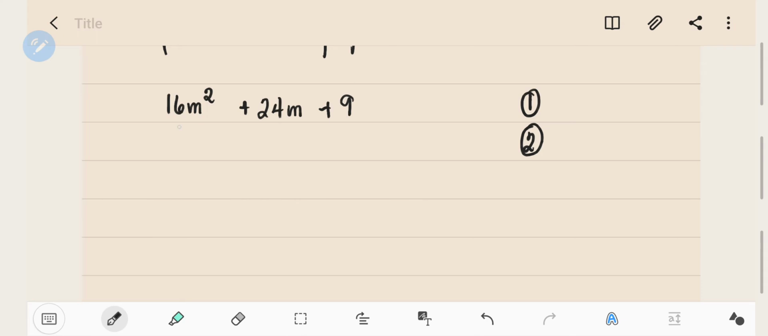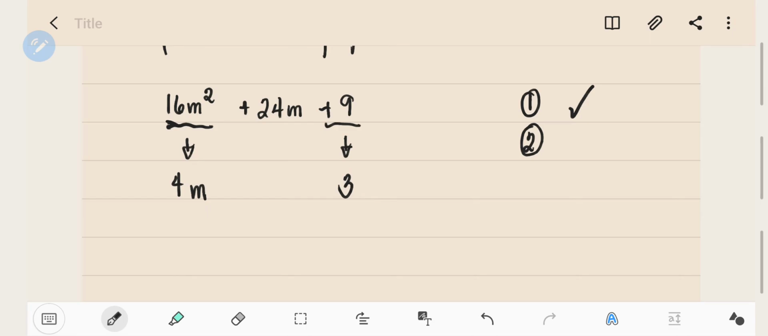So, tingnan natin ulit ang first term at saka ang third term kung sila ay perfect square. Perfect square ba ang 16m squared? Yes, kasi ang square root ng 16 ay 4. And then, ang square root ng m squared ay m. Okay. And then, 9 naman here on the other side is also a perfect square, diba? Kasi ang square root niya ay 3. Okay, so meron tayong 4m at saka 3. So, that satisfies the first question.